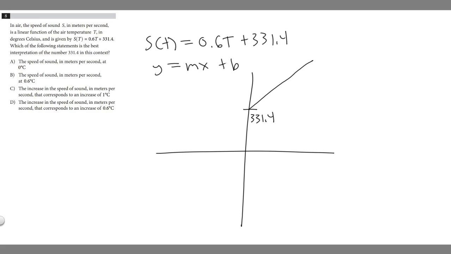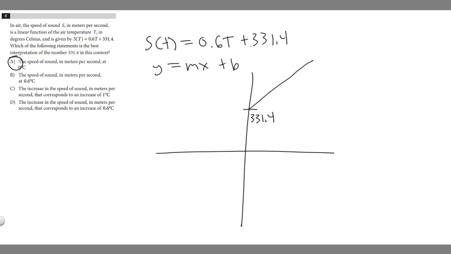So for A, it says the speed of sound in meters per second at 0 C. And so if we think about what the y-intercept is, it's going to be the value of our function at 0, right? So instead of x, it's T, and T is going to be Celsius. So if we plug in 0 here, we're going to get 331.4, which is S of T. So S of T would be 331.4, which is the speed of sound. So if you think about A, it makes sense, right? If we plug in 0, we would get 331.4. So it seems like A checks out, but let's look at the other ones and see why they won't work.